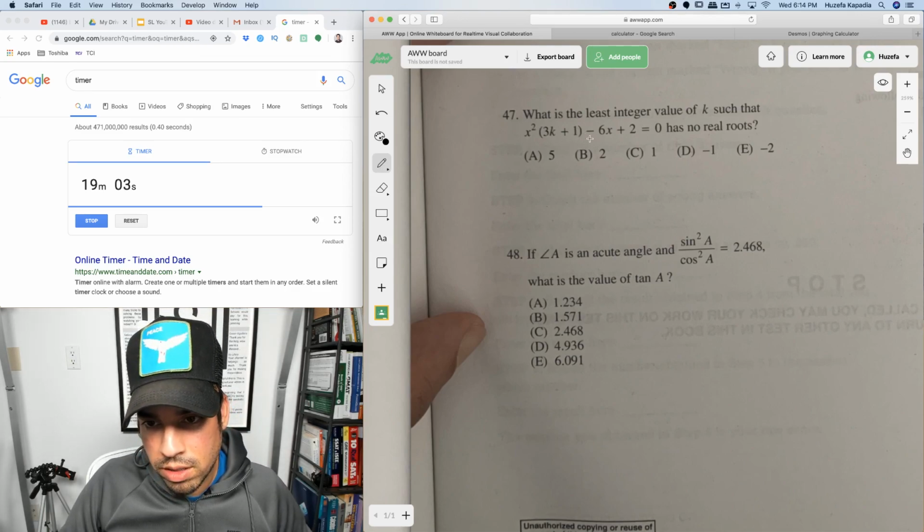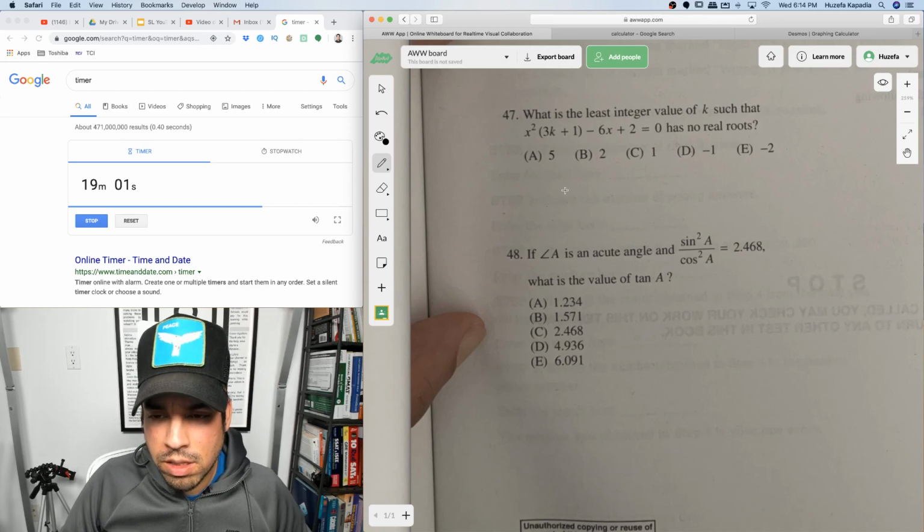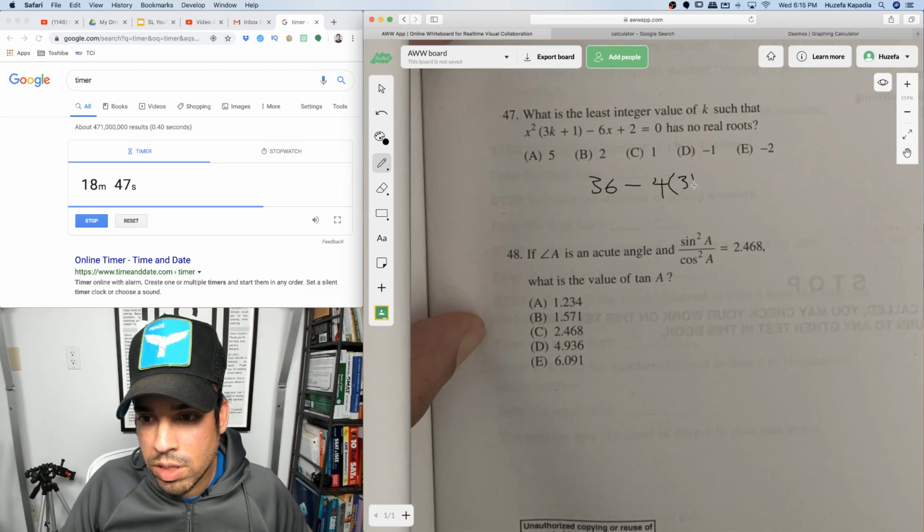What is the least integer value of k such that this has no real roots? Well, my friends, this is a b squared minus 4ac problem. So b squared minus 4ac has no real roots when it's negative. So b squared is negative 6 squared, which is 36, minus 4. My a is 3k plus 1. And my c is 2. And when this is negative or less than 0.